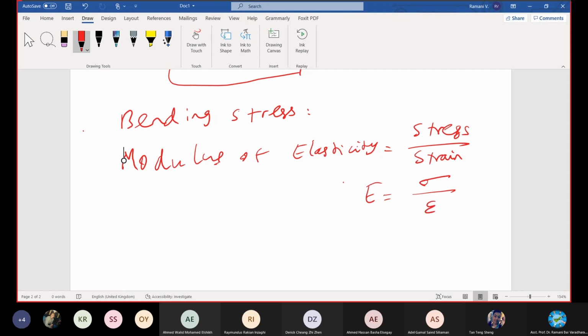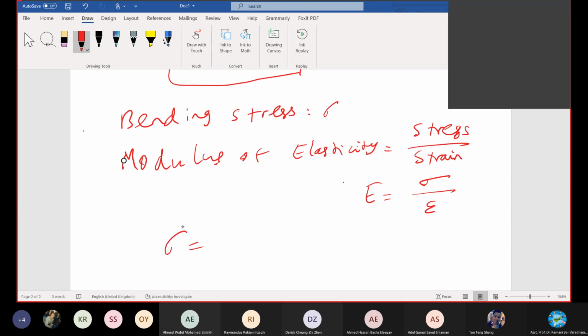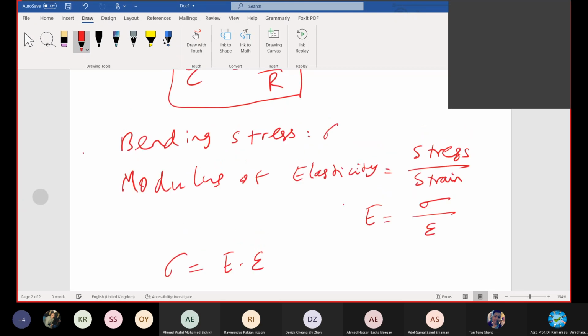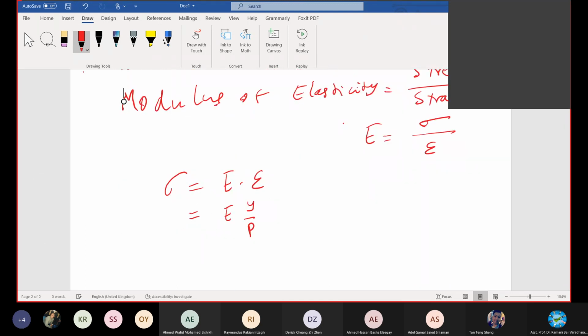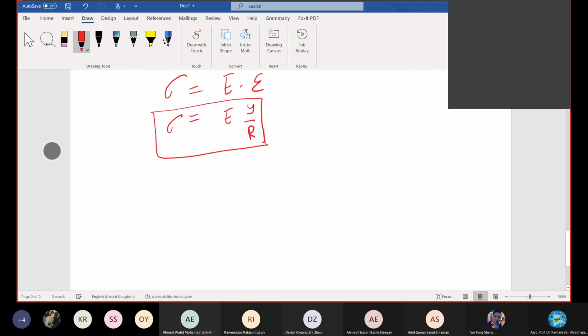Can we now find out the stress? That is our requirement, right? The bending stress sigma can be found by E times strain. How much is our strain? Y over R. Can we now substitute conveniently Y over R? So thus we found the value of bending stress. Is it clear? Any question until now?